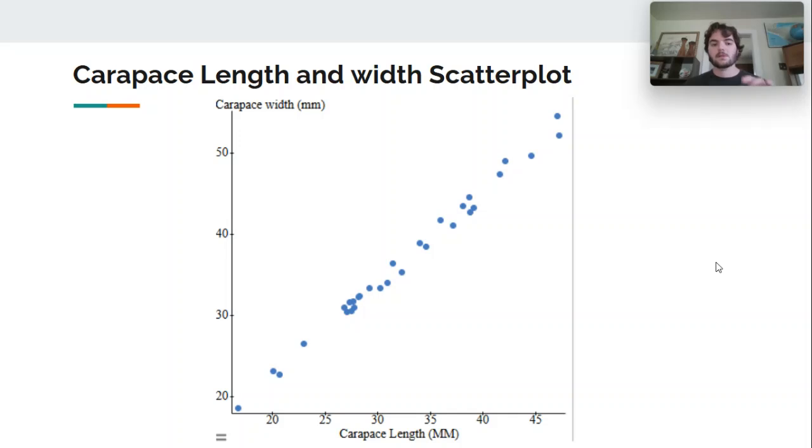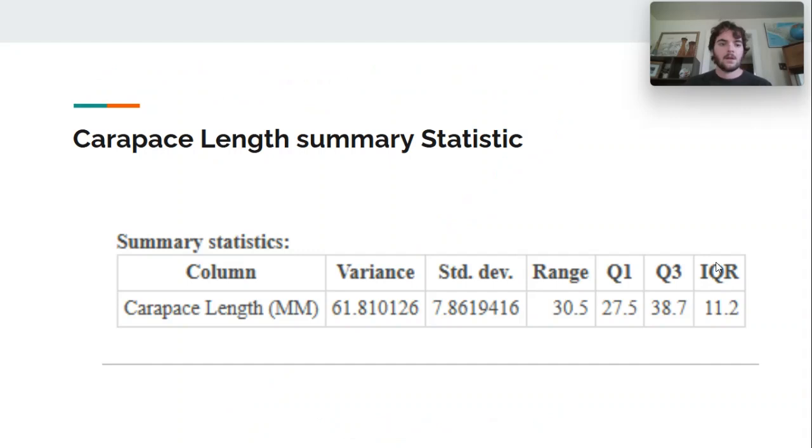Now this is what's most interesting, and I thought would be the best correlated. So the carapace width and the carapace length have a pretty good positive correlation there.